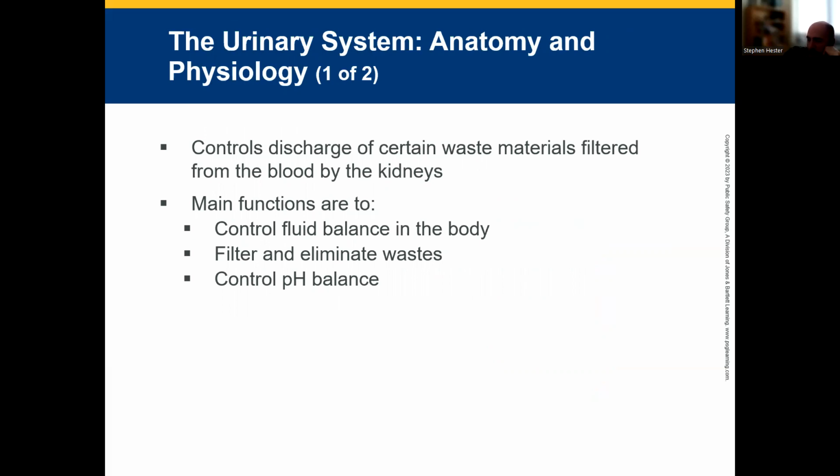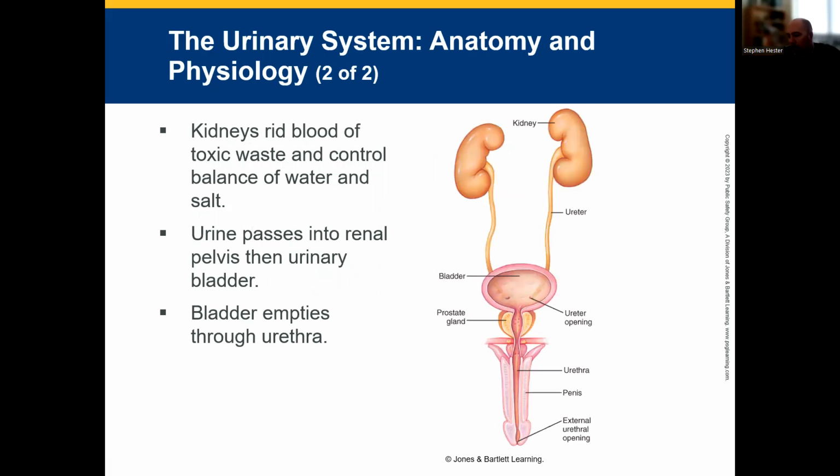The urinary system controls discharge of certain waste materials and filters the blood through the kidneys. So it helps control our pH and filters and eliminates waste. The kidneys rid blood of toxic waste. They control balance of water. We talked about that earlier. The urine passes through the renal pelvis to the urinary bladder, and then the bladder empties through the urethra.